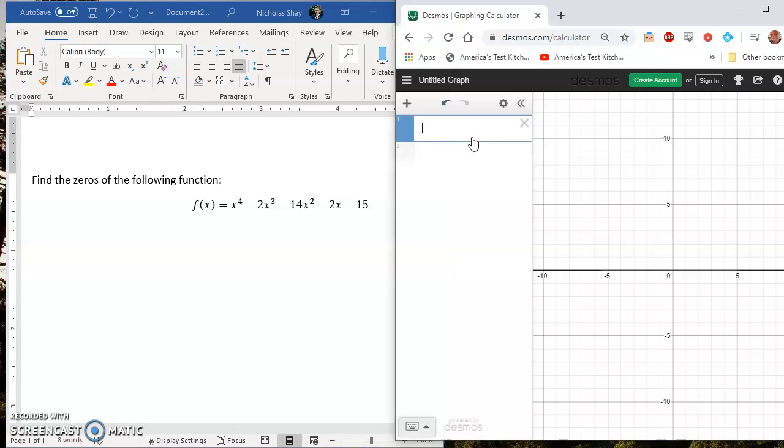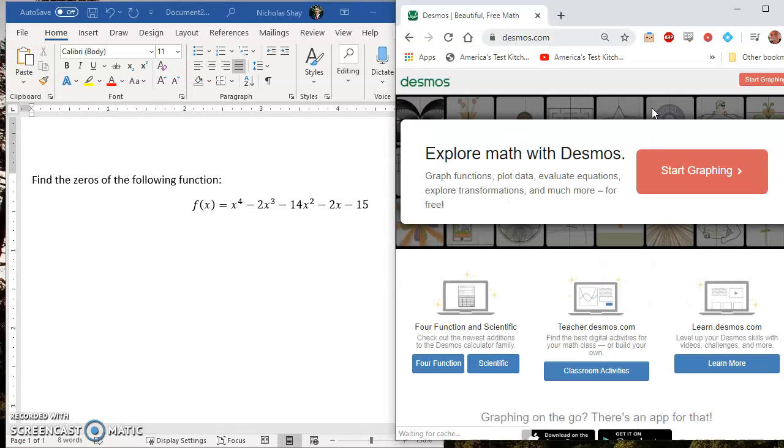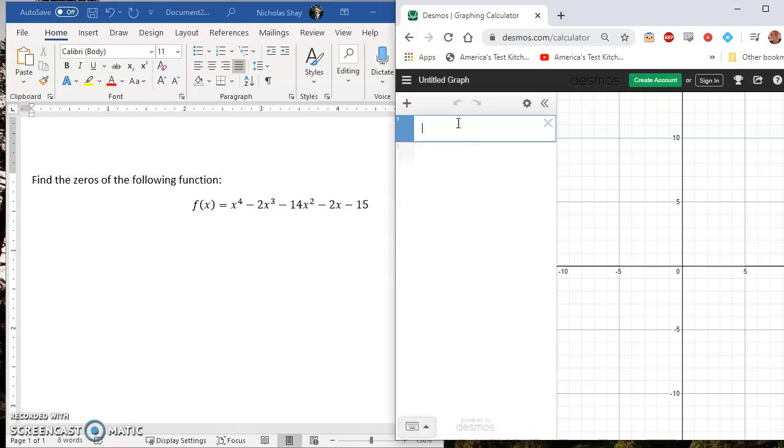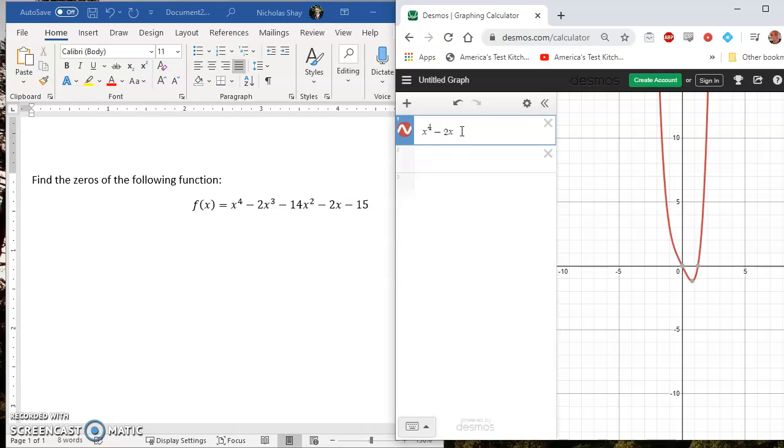So I'm going to show you, if you go to desmos.com, and then you click start graphing, you can actually put this function in. So I'm going to put in x to the fourth minus 2x to the third, minus 2x to the third. I don't know why it's not liking that. Oh, my number lock's off. Sorry. Minus 2x to the third minus 14x squared.